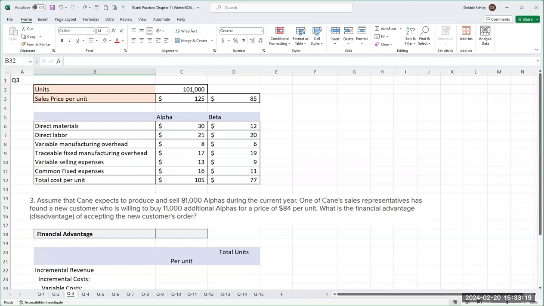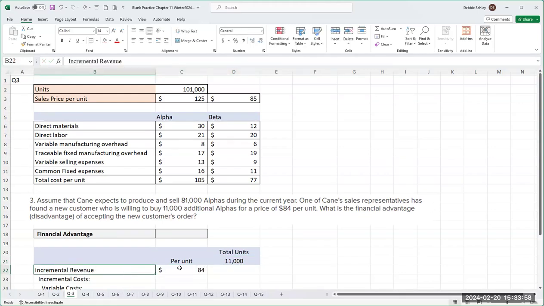Okay, question 3. So we have all the same data, right? But now we're going to assume that Kane expects to produce and sell 81,000 alphas during the current year. One of Kane's sales representatives has found a new customer who's willing to buy 11,000 additional alphas. So that's the number of units that I need at a price of $84 per unit.